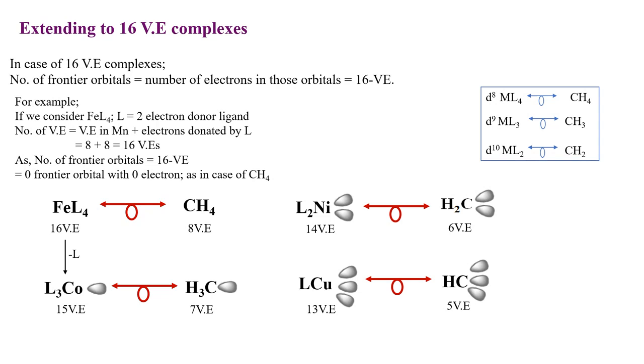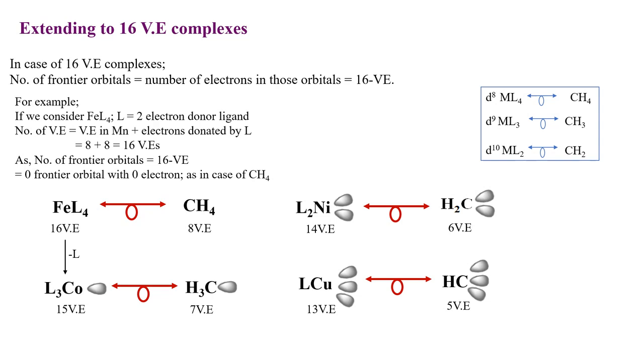So if I remove a ligand, what happens? I will have a complex which will be FeL3 minus. To maintain the zero charge criteria, I'll replace iron with the next group metal, which is cobalt. So the 16 valence electron complex becomes a 15 valence electron complex. So here what is happening? After removing the ligand, I'll get one vacant frontier molecular orbital with an electron in it. So that would be considered isolobal with the methyl radical, because even that radical has one frontier orbital with one electron.